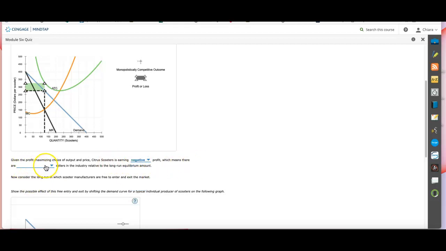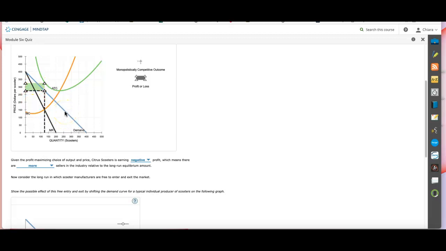more sellers in the industry relative to the long run equilibrium amount. Why are there more sellers? Because we're making a loss. So in a monopolistically competitive market, if there's a loss, some sellers will exit. They have incentive to leave the market. And as they leave the market, the price will be able to increase. And as that price increases, the market will reach an equilibrium.